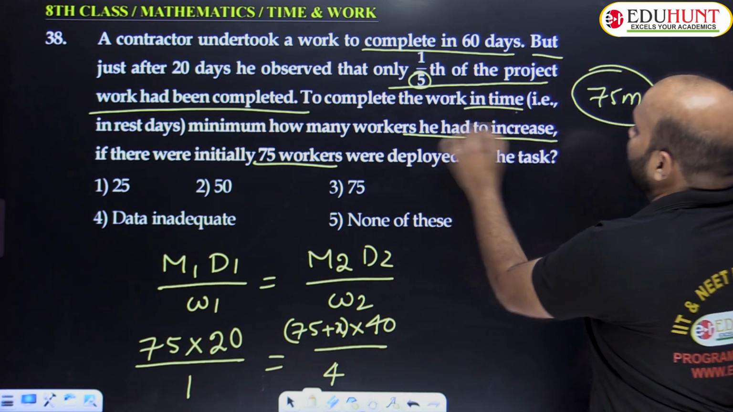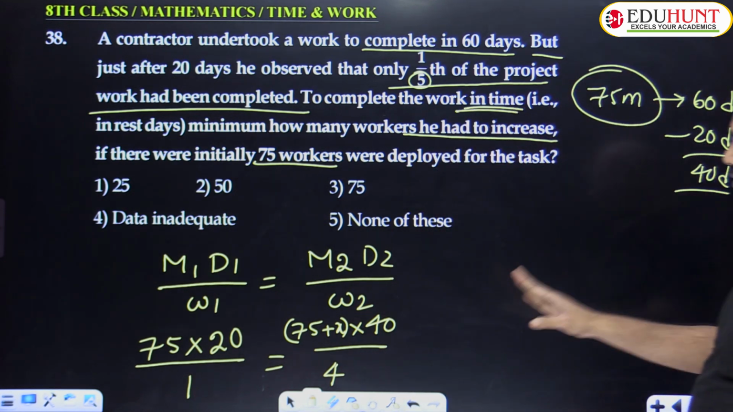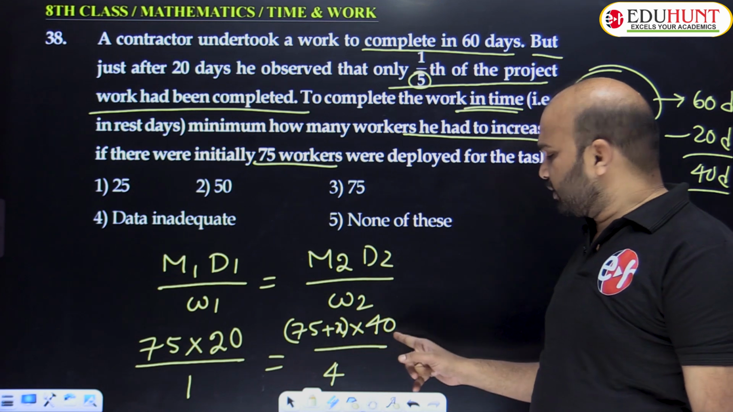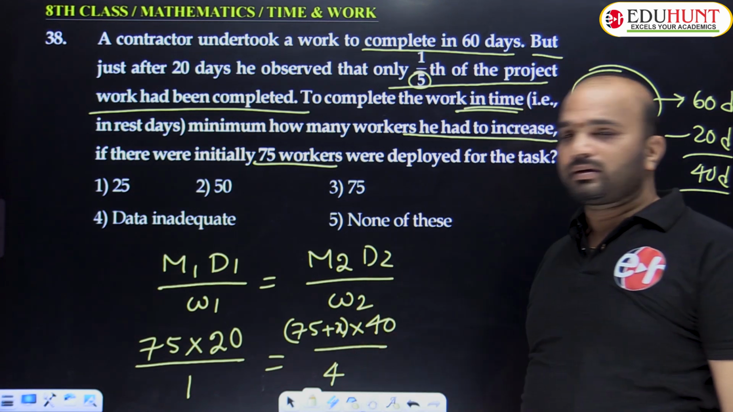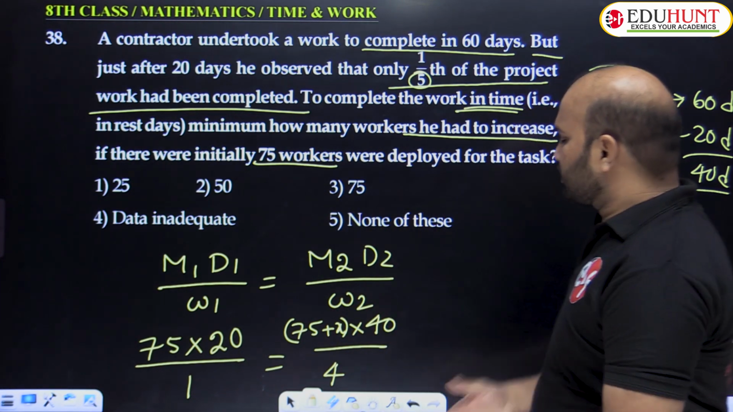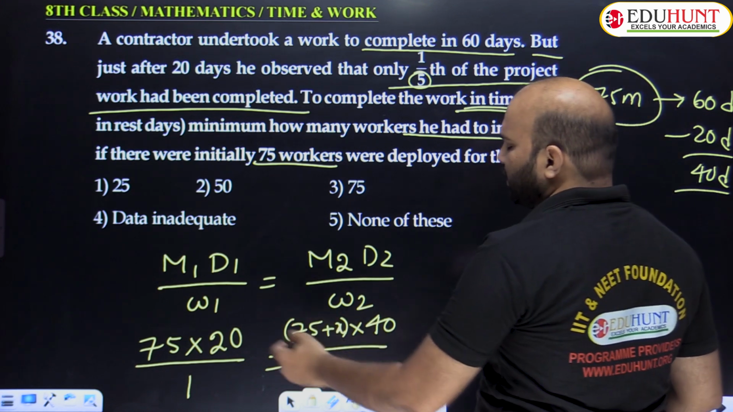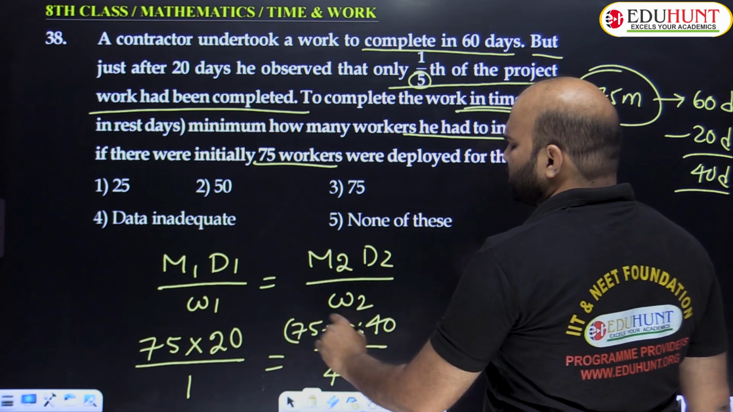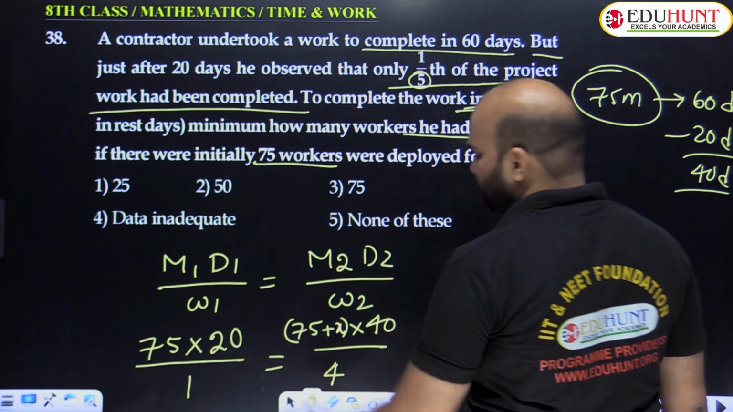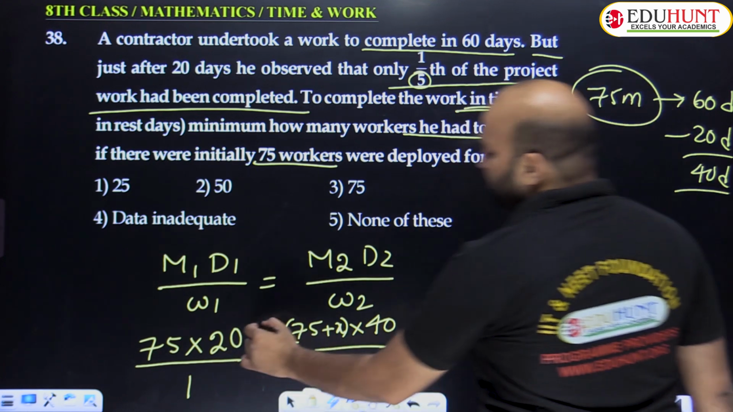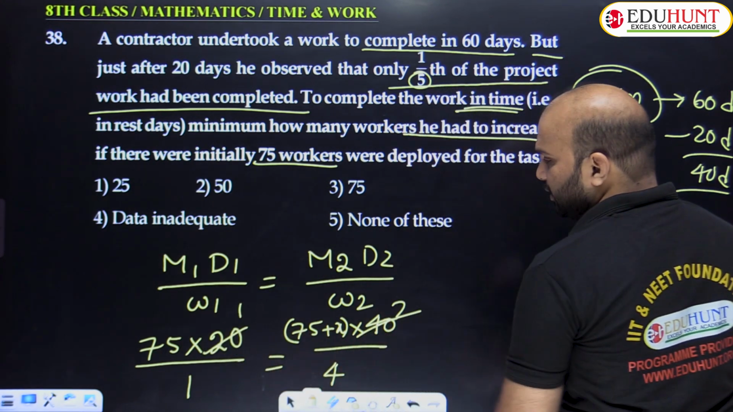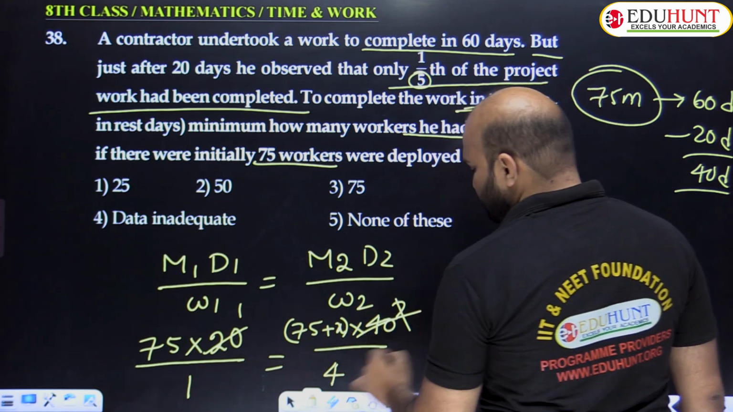In time means how many days are remaining? 60 minus 20, 40 days. So the work should be completed in 40 days, the rest of the work, 4 parts. How many workers are increased? X workers are increased. So what is the M2 strength? 75 plus X. This is the required value in the equation. Am I clear?